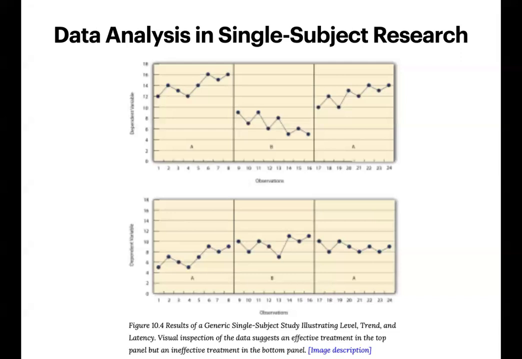Another method involves calculating the percentage of non-overlapping data for each participant. This is called PND. This method assesses the proportion of responses during treatment that exceed the most extreme response observed in the control condition. For example, if a treatment increases a desirable behavior relative to the control condition, a higher PND should be seen, indicating a stronger treatment effect.